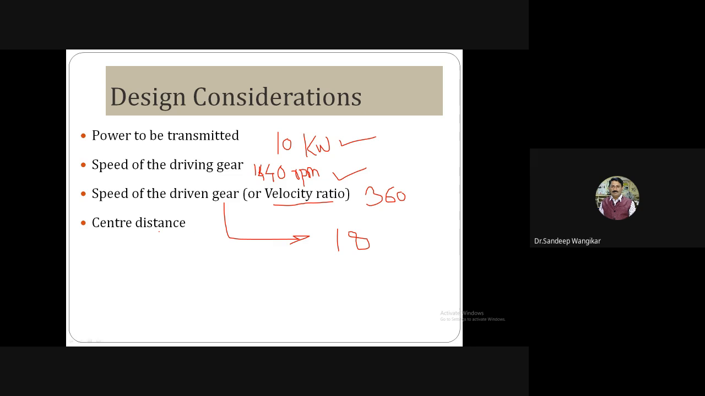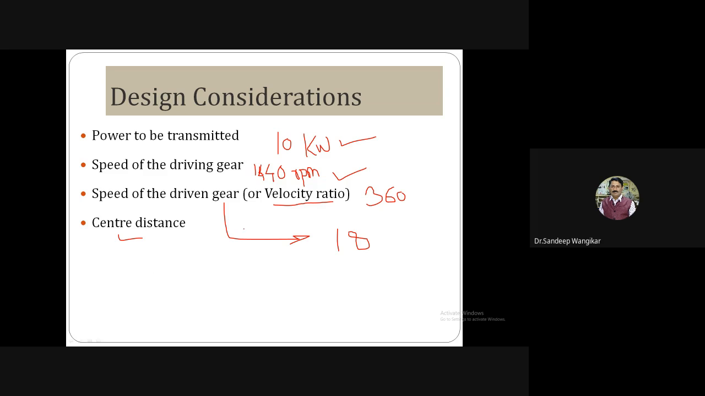And very important is center distance. What is the required center distance in which I have to transmit the power? So these are the very basic things required in design. So power to be transmitted, very important. These are the essentials for design of any gearbox. Then speed of driving gear, input gear, speed of driven gear, or velocity ratio also we can call it, and center distance. The center distance may be in centimeter, millimeter. So depending upon these four, the type of the gear to be selected, the material to be selected, the atmosphere, the specific application in which it is used, all other things will come afterwards.